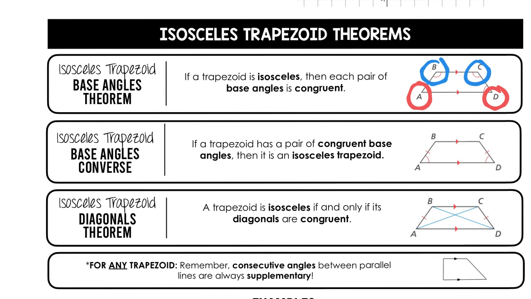The converse is also true. Remember converse, you flip the order. The original one says if a trapezoid is isosceles, then the base angles are congruent. The other one says it in the other order. So if we have congruent base angles, then we know it's an isosceles trapezoid.